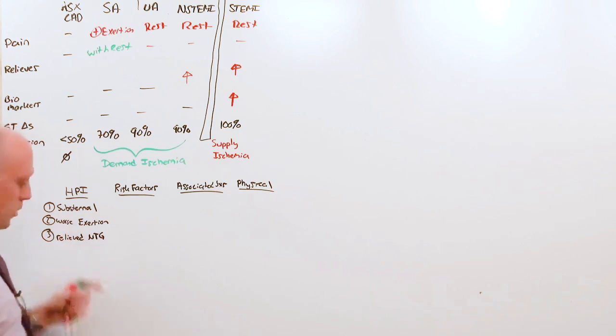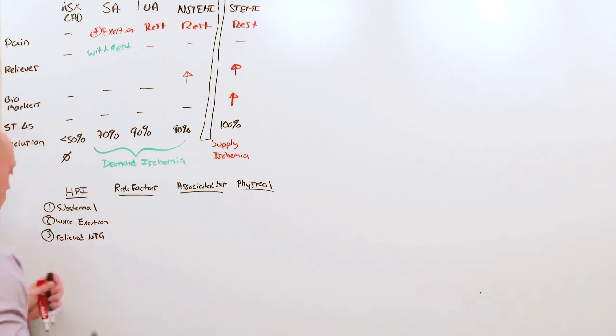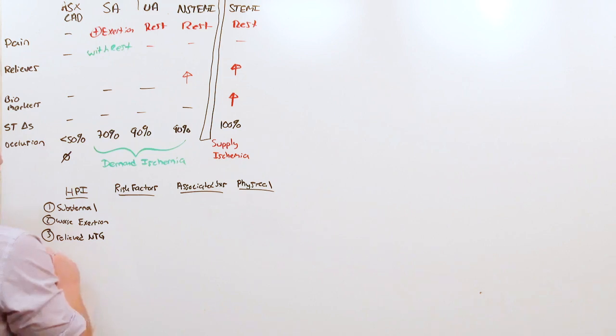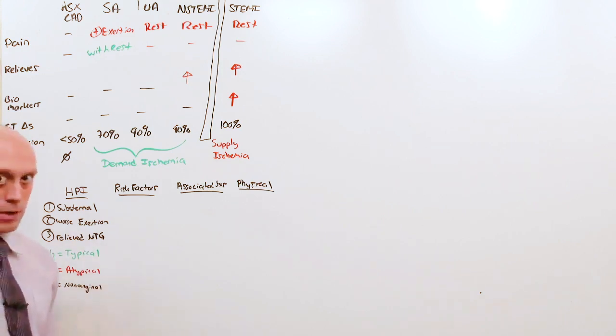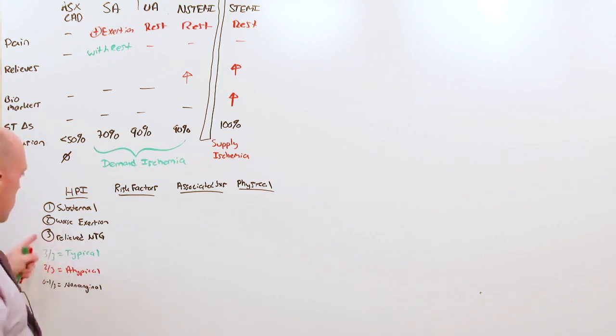You want to use the proper terminology here. If you have 3 out of 3, you call it typical angina. 2 out of 3 is atypical angina. And anything else, 0 or 1, is non-anginal. So when you say atypical chest pain, you do not mean, this doesn't sound like a heart attack, you mean there are 2 out of the 3 of the diamond classification.